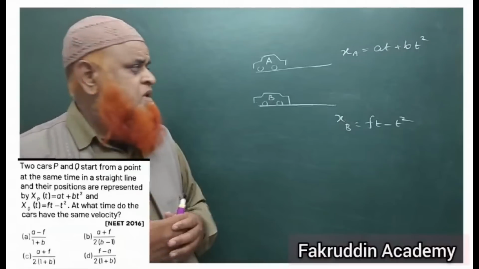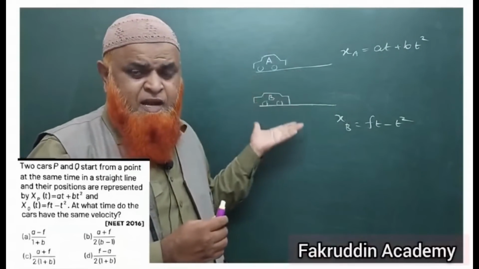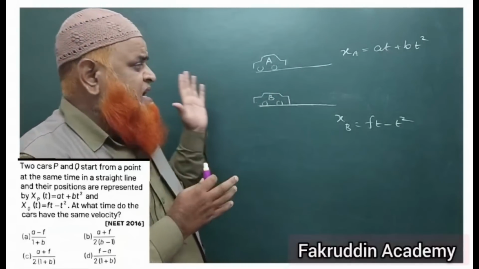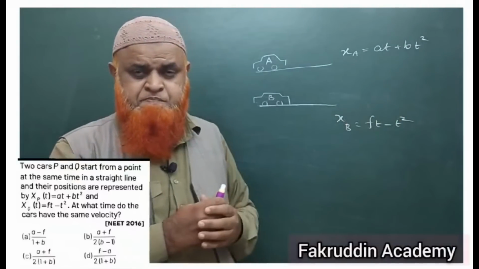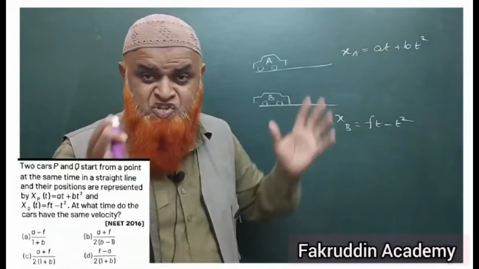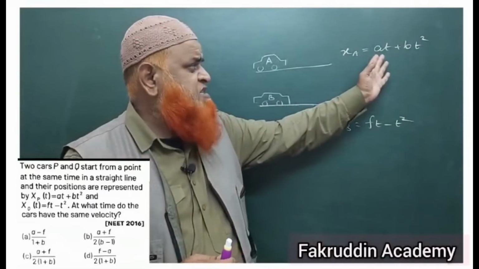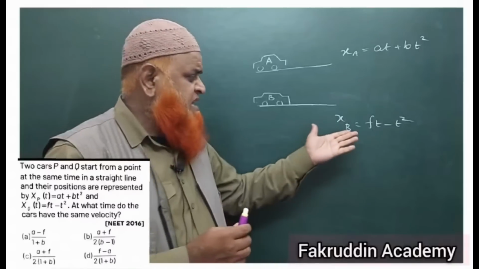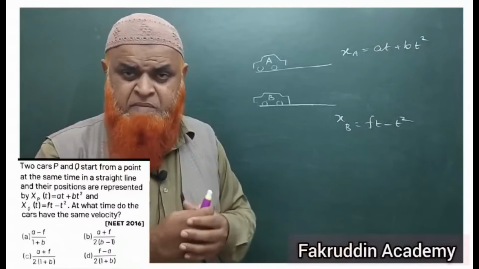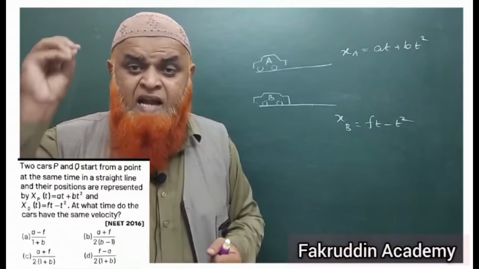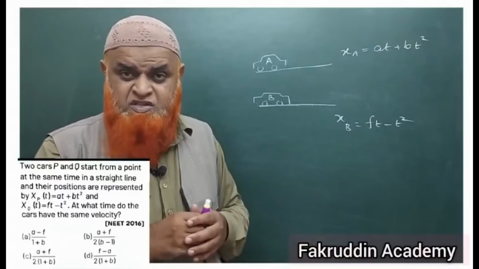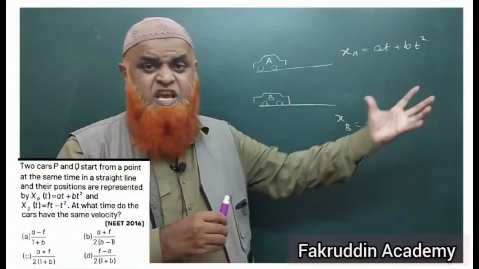You can just see here now. There are two cars, A and B. They start at the same time, and they are moving forward. Their positions are given by the equations x_A = at + bt², and x_B = ft − t². He is asking after what time they will have the same velocities.